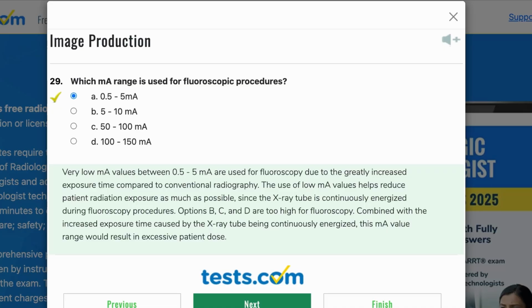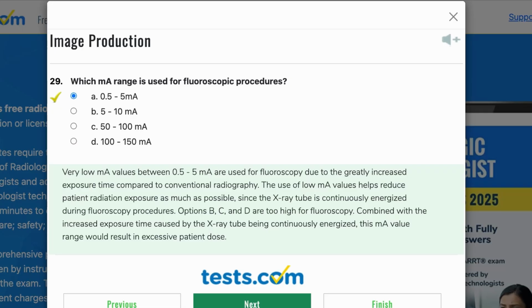Very low MA values between 0.5 and 5 MA are used for fluoroscopy due to the greatly increased exposure time compared to conventional radiography. The use of low MA values helps reduce patient radiation exposure as much as possible, since the X-ray tube is continuously energized during fluoroscopy procedures.